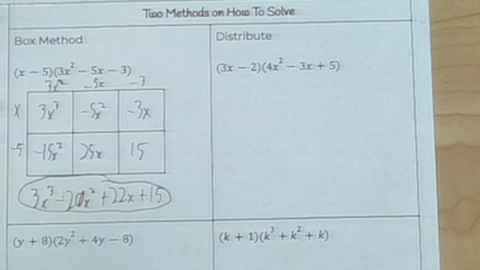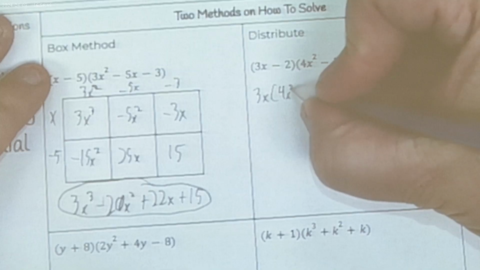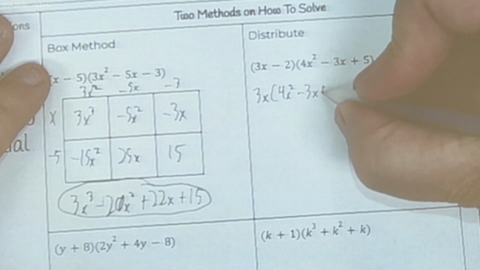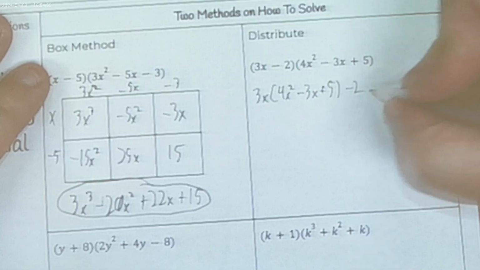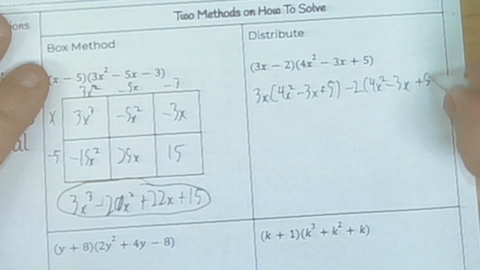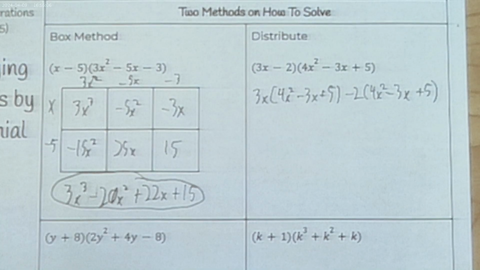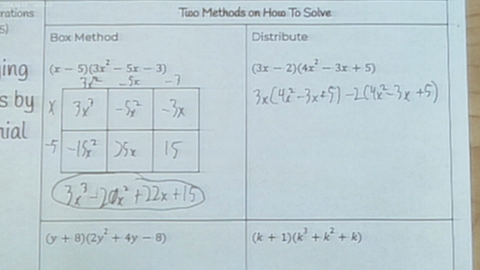And what do I mean by distribute it? Well, it basically means that we take 3x times 4x squared minus 3x plus 5, and then we do minus 2 times 4x squared minus 3x plus 5. We do this because when we were doing the intro to multiplication of polynomials, these were the types of problems that we solved. So I guess we'll just multiply through normally and then combine like terms, literally like we always have.